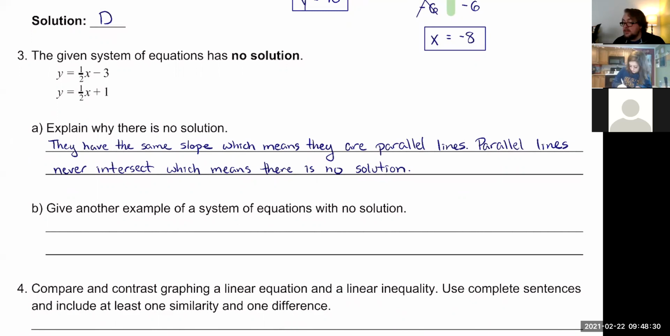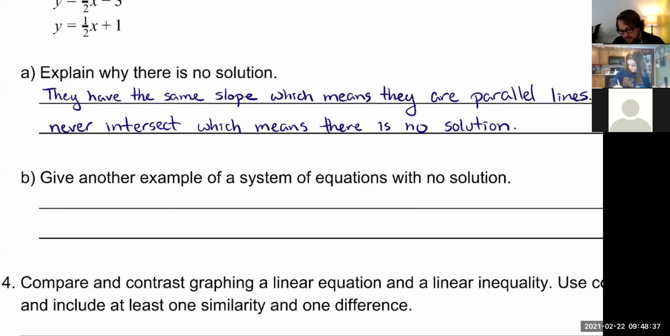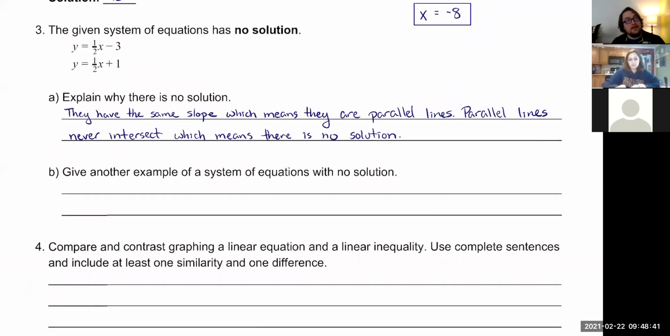So part B asks to give another example of a system of equations with no solution. So we actually have all sorts of ones that we can do here. Sorry, let me make sure you guys have time to write that down. But can anyone give me an example of a system of equations that would also have no solution? Can you do y equals -3? We technically could. What would be the second equation? So technically this would work. Y equals -3 would be a horizontal line. So as long as you could give me another horizontal line, say y equals, I don't know, 7. If they're both horizontal, they're parallel, they'll never intersect.